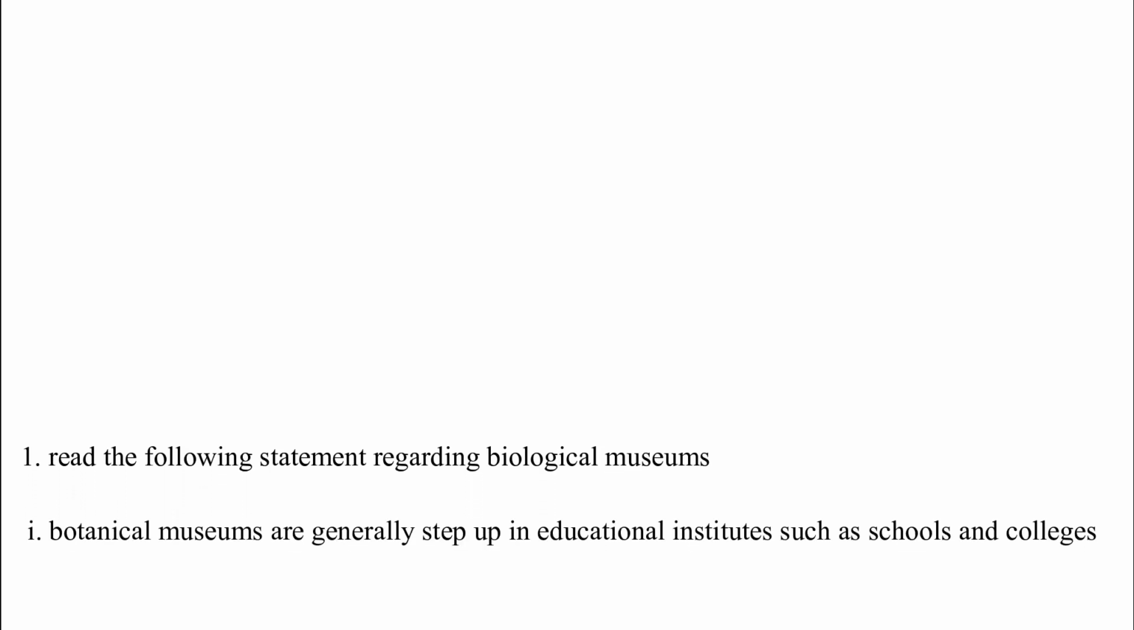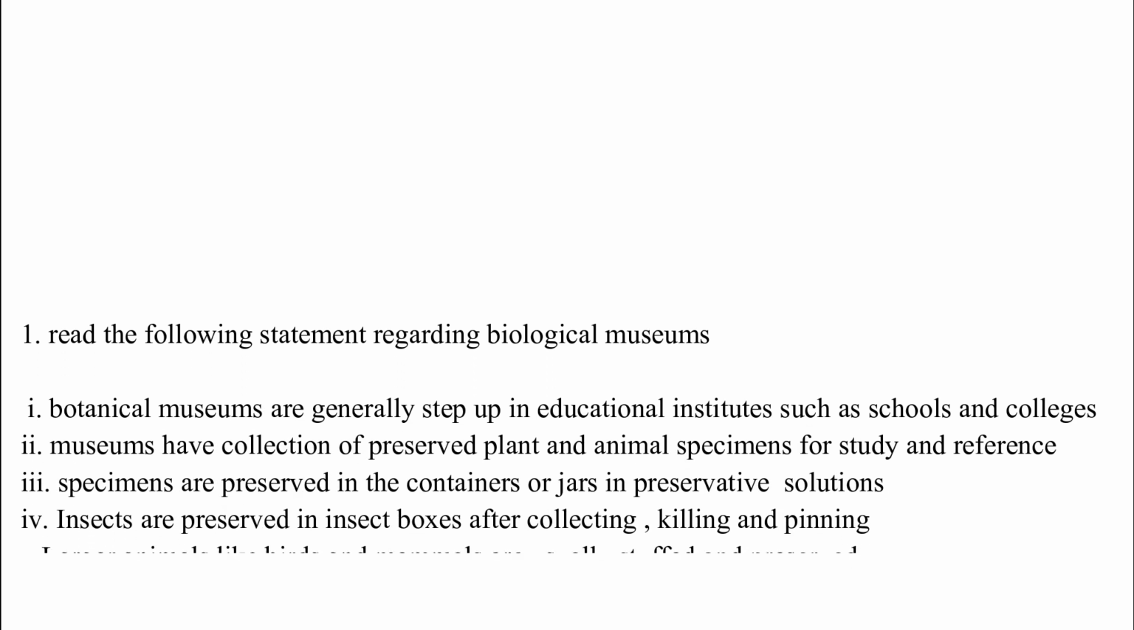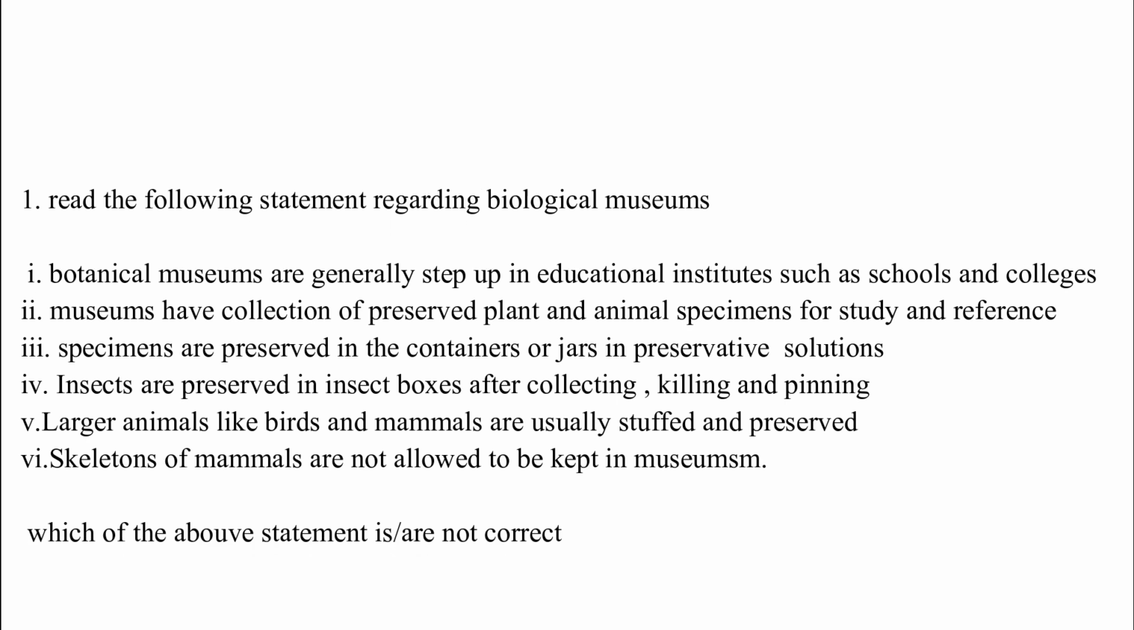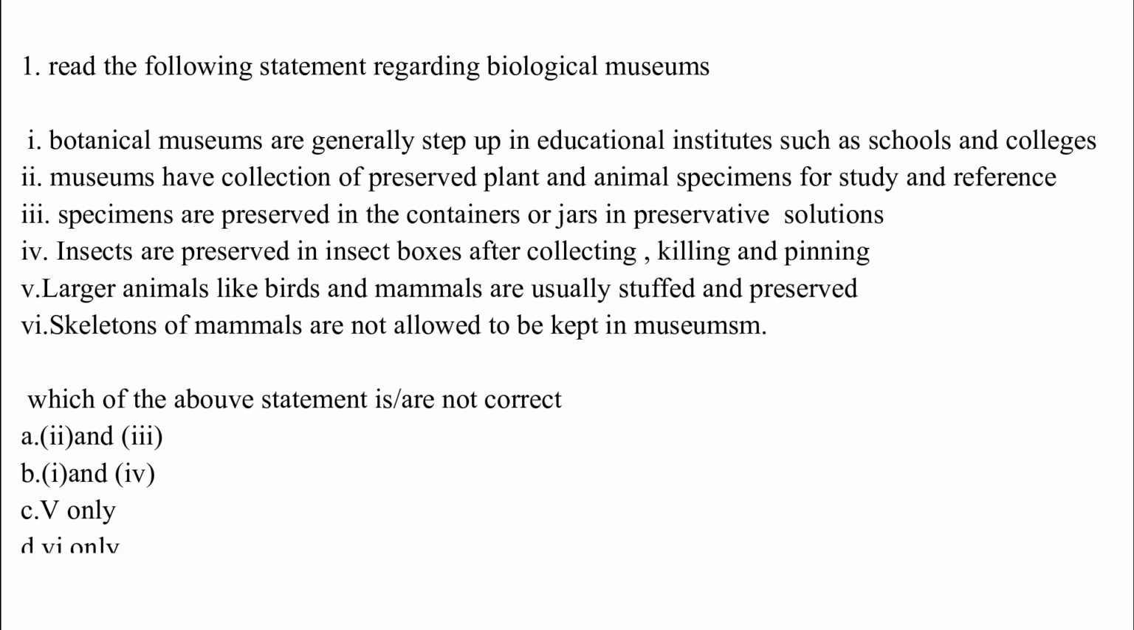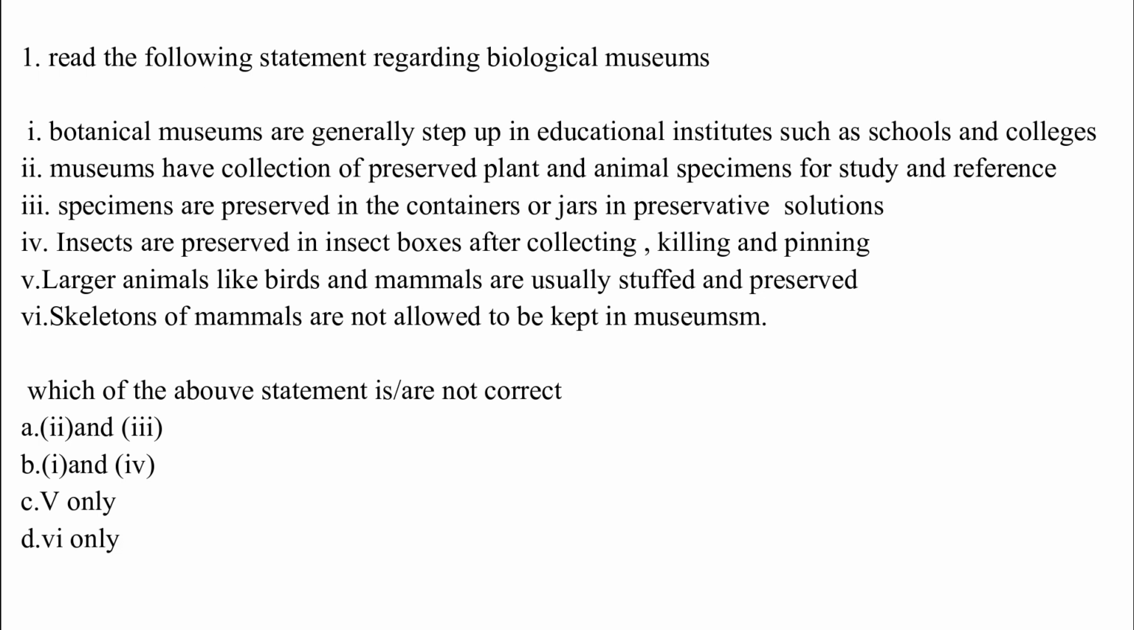Read the following statement regarding biological museum. I. Botanical museums are generally set up in educational institutes such as school and colleges. II. Museums have collection of preserved plant and animal specimens for study and reference. III. Specimens are preserved in the container or jar in preservative solution. IV. Insects are preserved in insect box after collecting, killing and pinning. V. Large animals like birds and mammals are usually stuffed and preserved. VI. The skeleton of mammals are not allowed to be kept in museum.